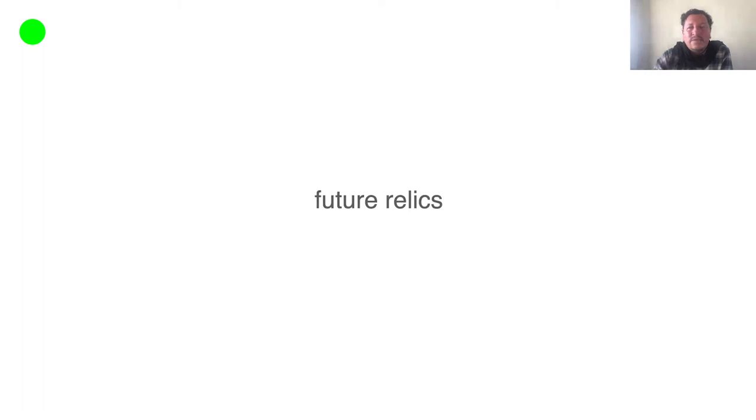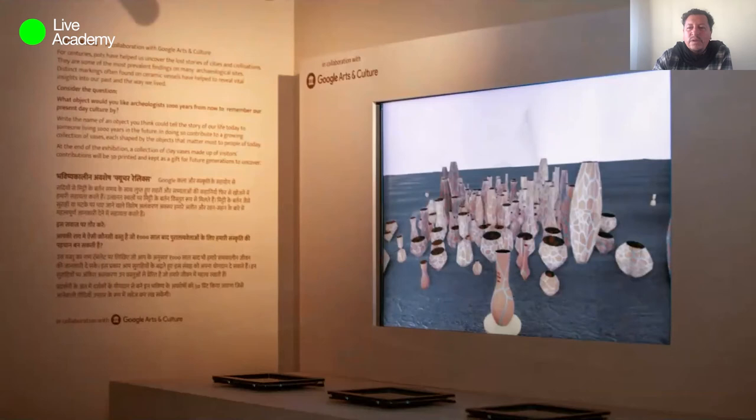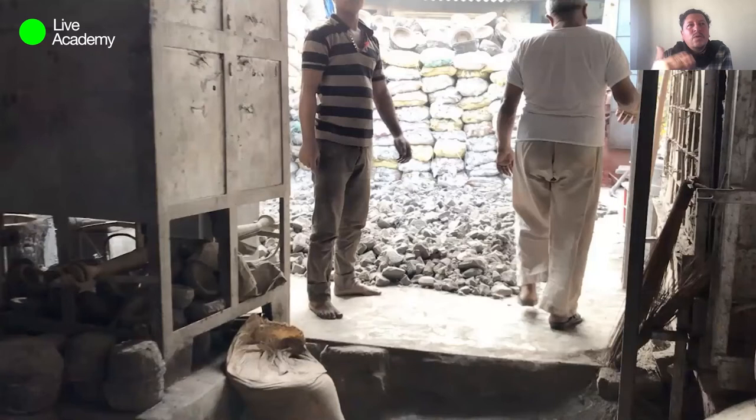Some of this we got to explore in Mumbai, working with Google and the Museum of Mumbai, where they were celebrating, I think, 10,000 years of ceramic tradition in Mumbai. Google had developed this app where someone would put in a word and a ceramic pot would be generated with that word, and the most popular words would be archived in these ceramic objects on screen. But they invited us in to actually print the objects with the words on them for an exhibition that would occur 100 years from now, creating these future relics, if you will.